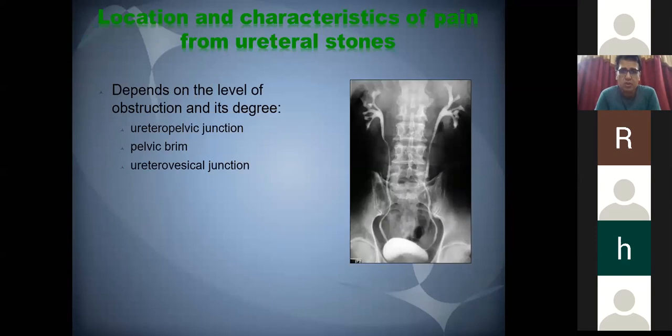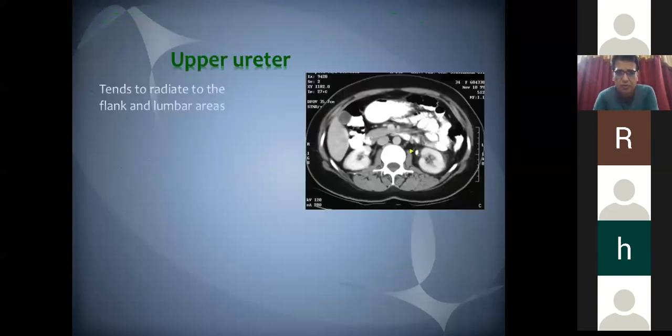So now the character of the stone pain depends on the level of obstruction, where it is obstructing. Either it's in the pelvis, in the pelvic brim, or the ureterovesical junction. There are three parts of the ureter. The upper ureter causes pain in the flank area and the lumbar areas, which radiates around into the anterior abdomen, but does not go beyond that level.